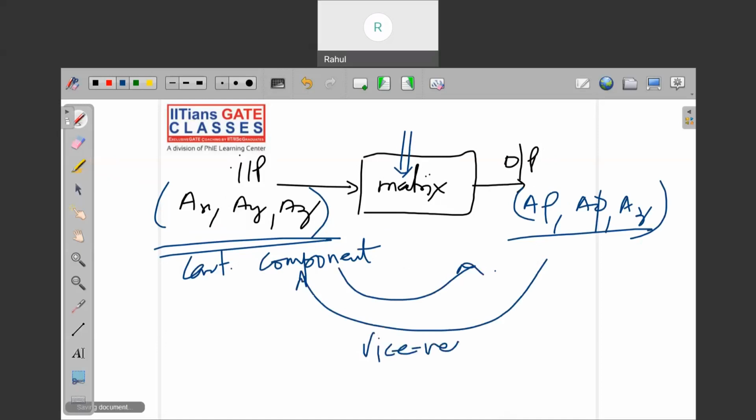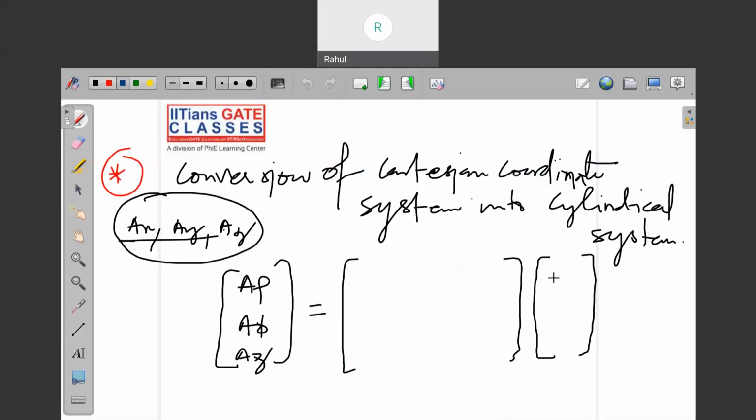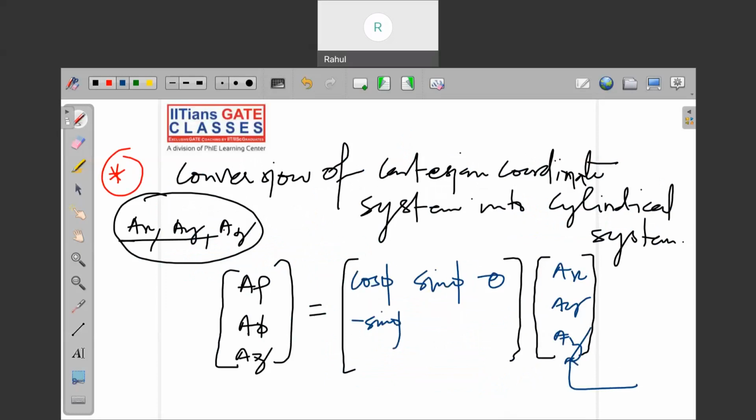Vice versa is also some different matrix we will see, right? Transpose of that. So let me write here. So the component is going to be Ax, Ay, Az. This is your input, Cartesian components. So what you have to write here is cos phi, sin phi and 0, minus sin phi, cos phi and 0, and 0, 0, 1. How can you remember this, right?